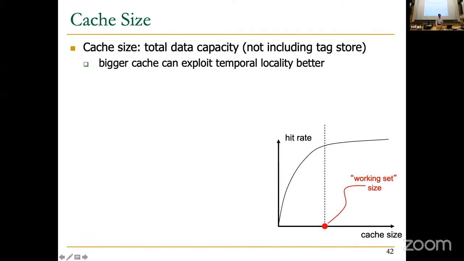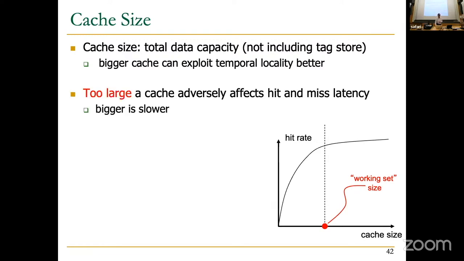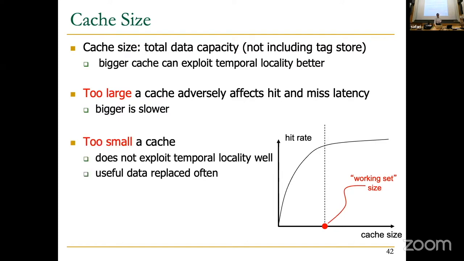And this kind of shows that, right? As cache size increases, your hit rate increases, and you get diminishing returns at some point. Again, averaged across many workloads. Different workloads will behave differently, as I will show you soon. If you make the cache too large, clearly this affects the hit and miss latency adversely. Bigger is slower. We know that very well by now. If you make the cache too small, it does not exploit temporal locality very well. Useful data is replaced often, basically.